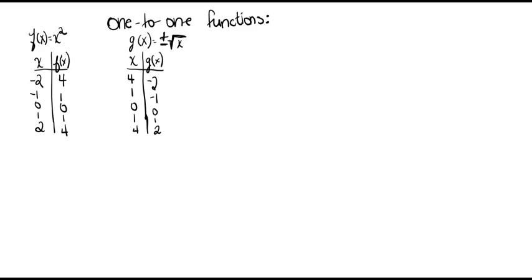Therefore, I can say that this f of x equals x squared does not have an inverse function because its inverse is not a function, because there's more than one y value for every x value I have. If a function is going to have an inverse function, it must be one-to-one, which means that there are no two elements in the domain of x that correspond to the same element of f.